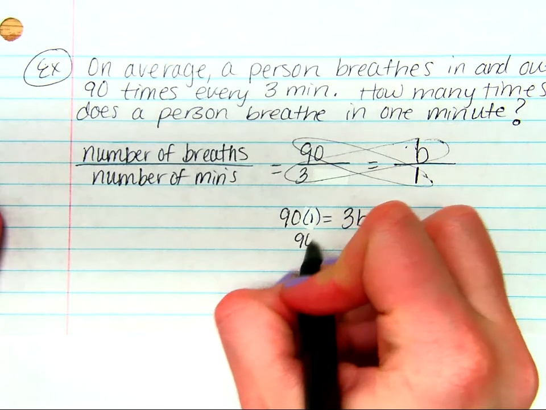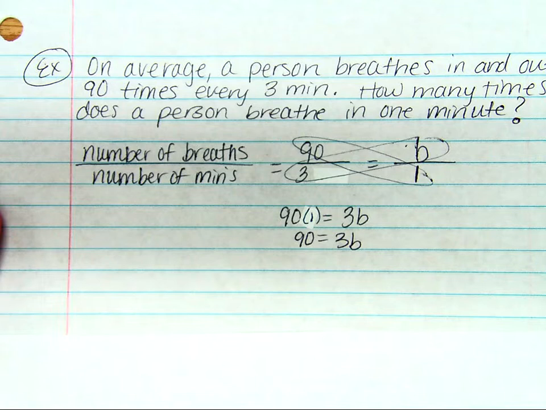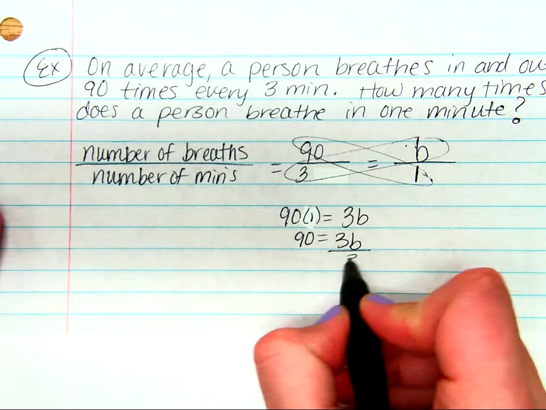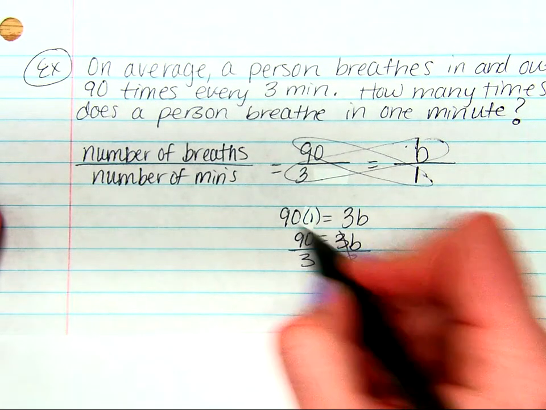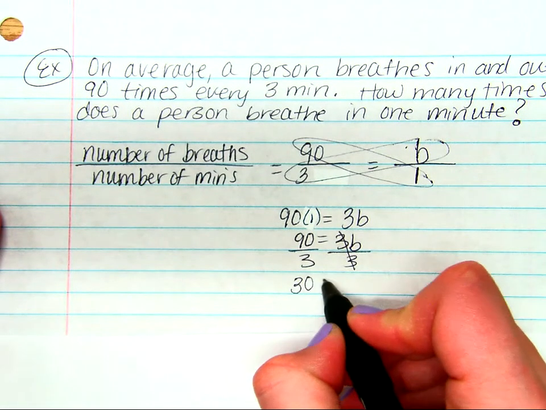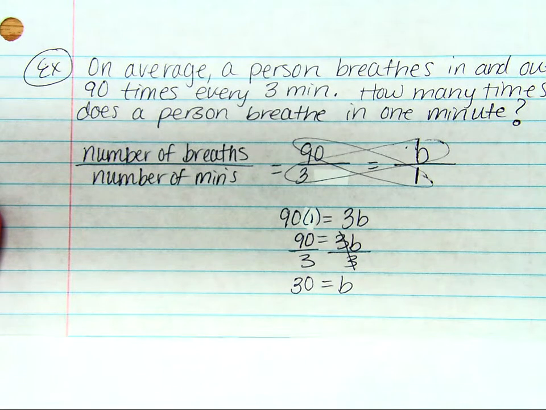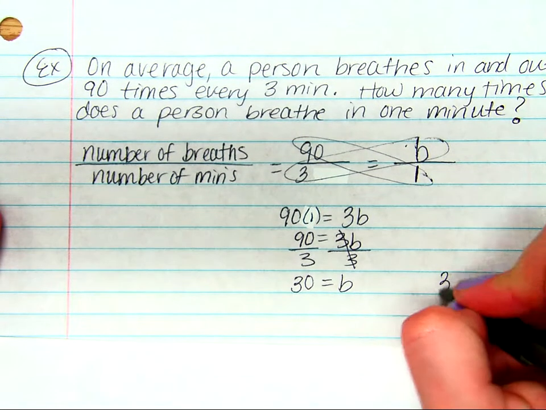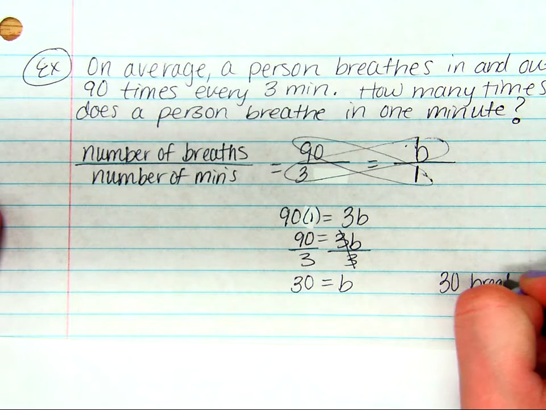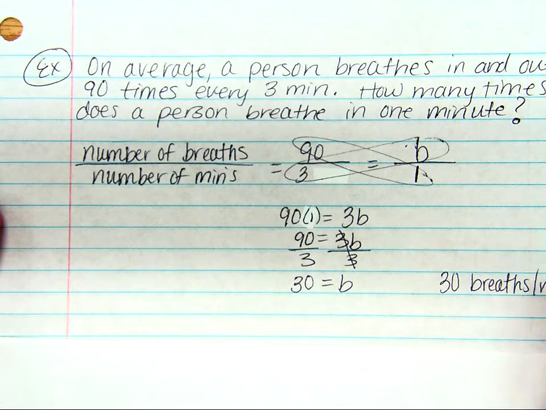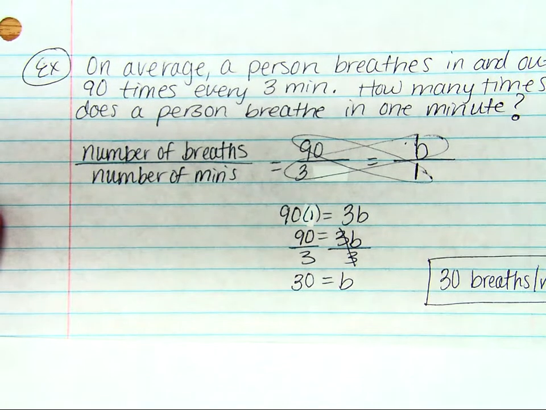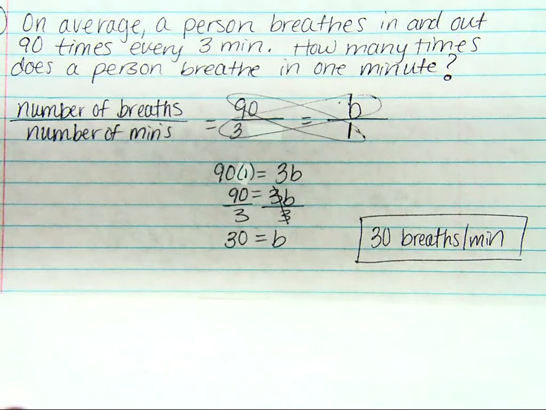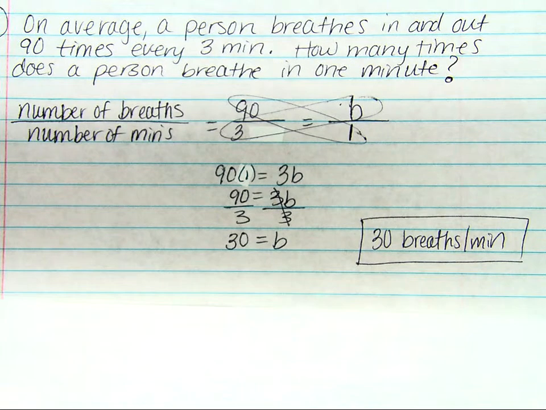So 90 equals 3B. Now it's just a simple one-step equation. I can divide both sides by 3. 90 divided by 3 is 30. So 30 breaths per 1 minute. Breaths per minute. That would be my answer. There you go. Okay, on to the next one.